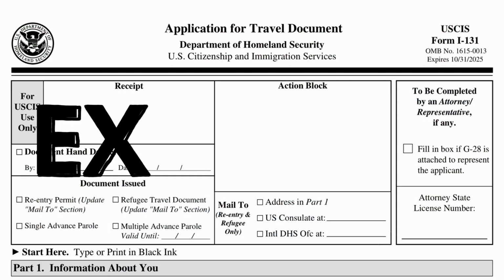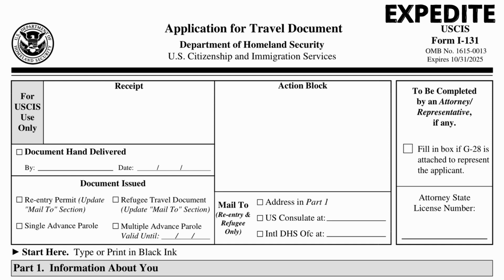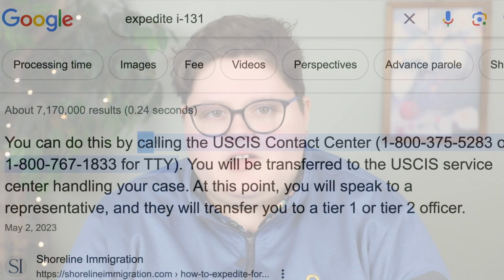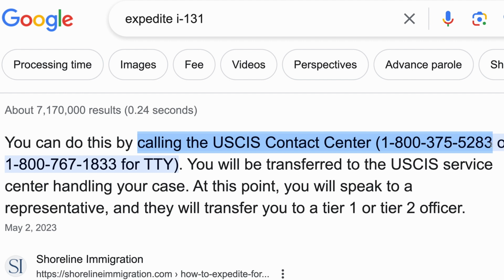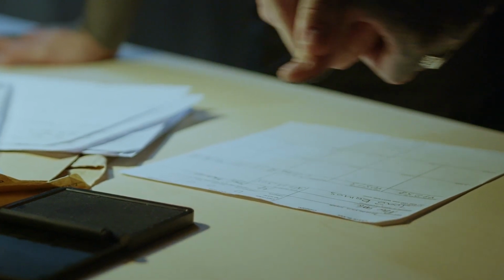If you haven't filed your application yet, type or print the word expedite on the top right corner of your application with black ink. You will also need a written explanation why you need your case to be expedited. If you have already filed your application, you will need to call the USCIS Contact Center to file an expedite request. They will also ask you why you need your application expedited, so have a statement prepared. The USCIS Contact Center number is 1-800-375-5283.